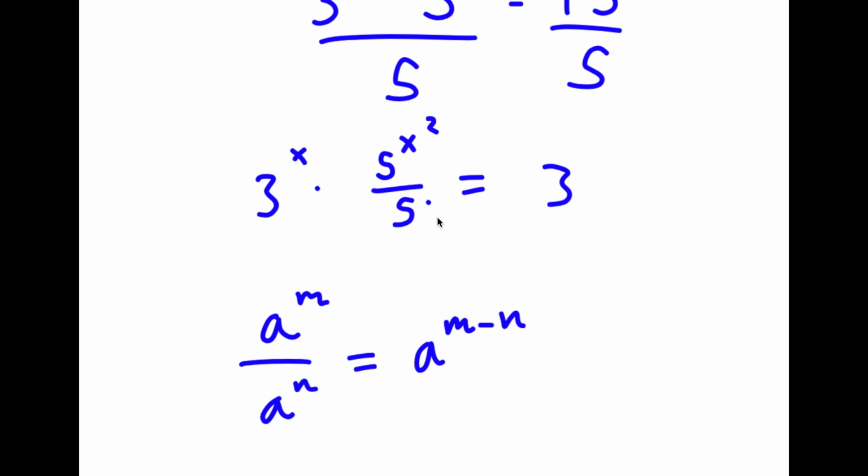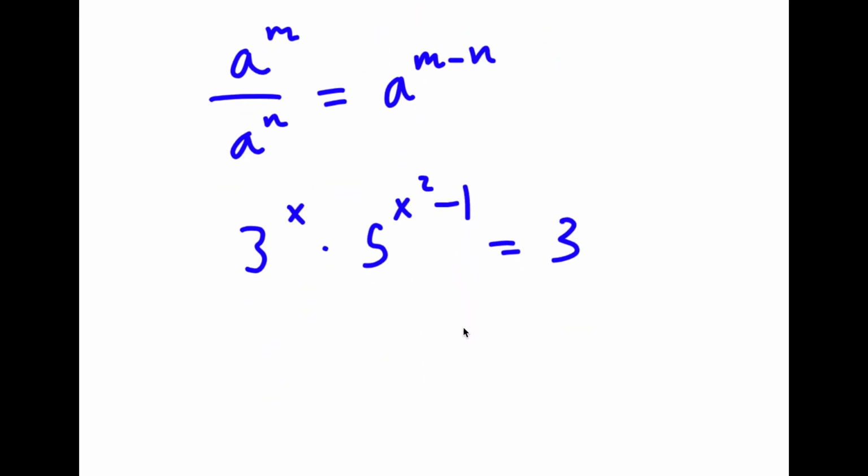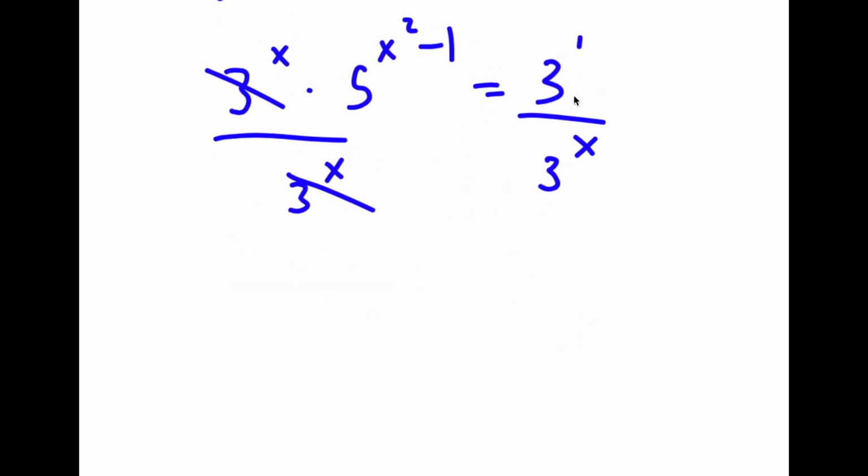So in this case, 5 is the same thing as 5 to the power of 1, and 5 to the power of x squared over 5 to the power of 1, that's going to equal 5 to the power of x squared minus 1, which is equal to 3. And now I'm going to divide both sides by 3 to the power of x. So then these two cancel out, and 3 to the power of 1 over 3 to the power of x, that's the same thing as 3 to the power of 1 minus x.